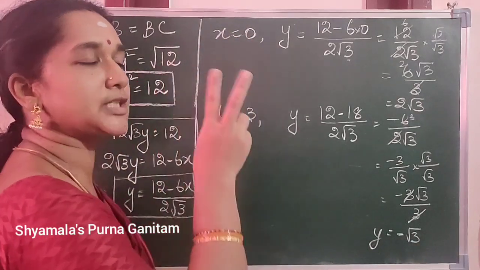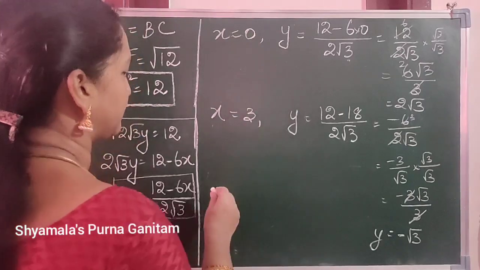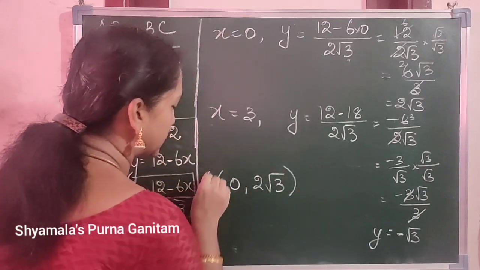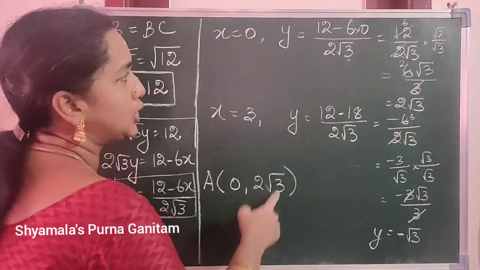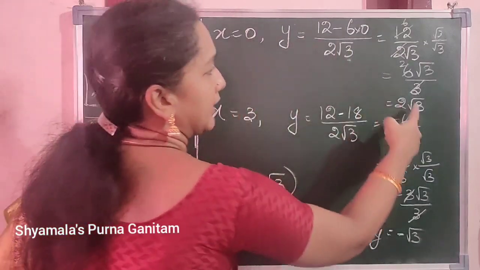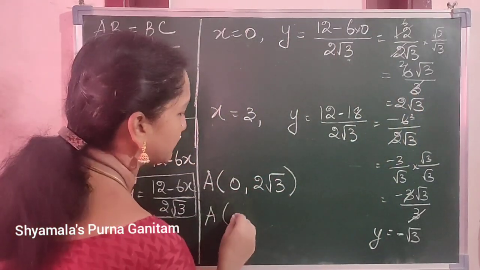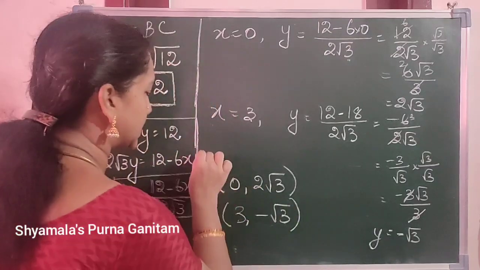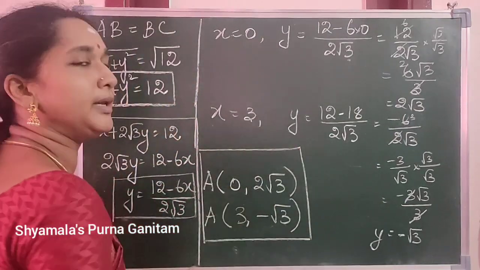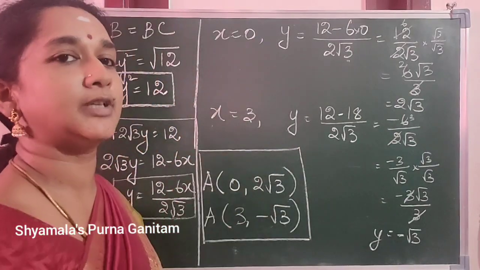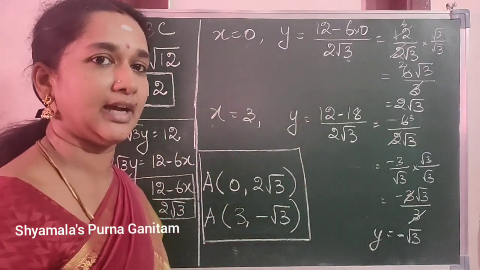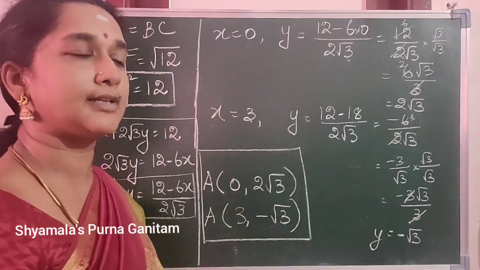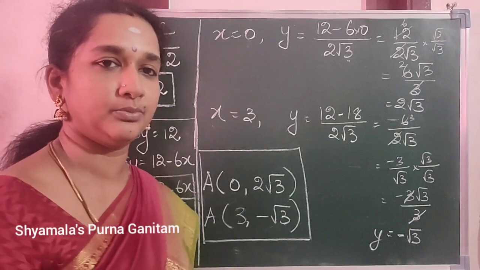So what are the two possible vertices I can get for A? One is 0, 2 root 3, and the other one will be the A values. When I substitute 0, I will get 2 root 3, and when I substitute 3, I will get minus root 3. So this is the answer for that question. These are the two possible vertices I will get when I simplify in that way. The sum may be very big, but you practice step by step. Whatever they are asking, you will be able to do.